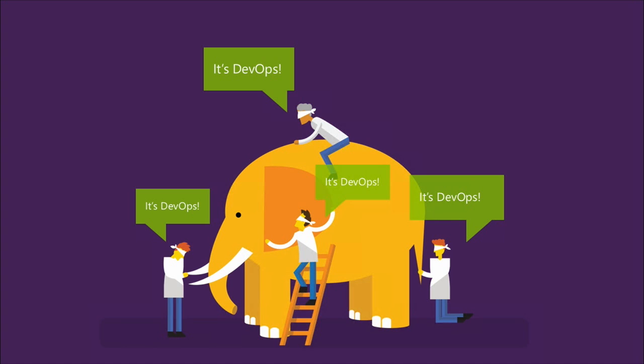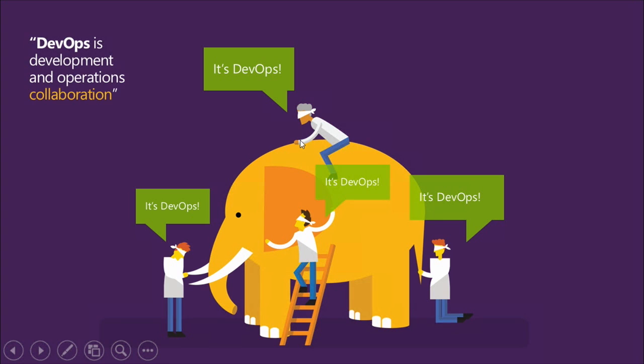So what I like to say is the old elephant story here, where multiple people are blindfolded and they're all only able to feel one part of the elephant. And in this case, the elephant is DevOps. And so they all say different things, right? DevOps is development, operations, collaboration.